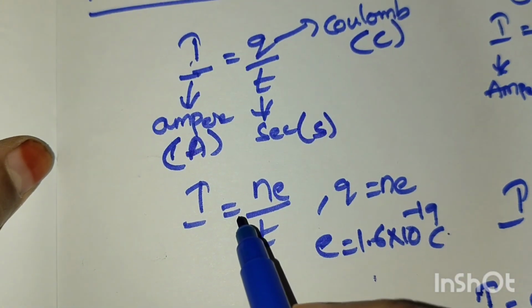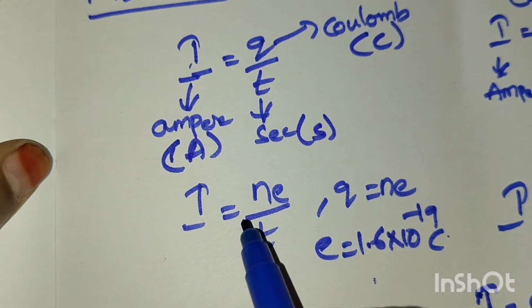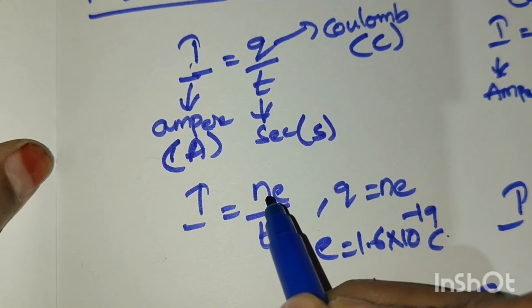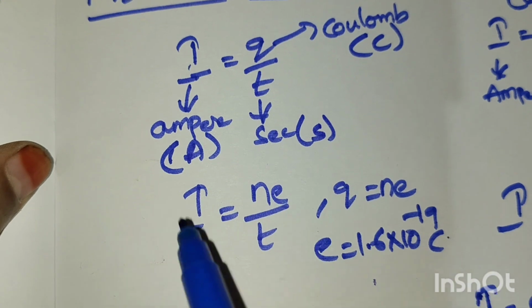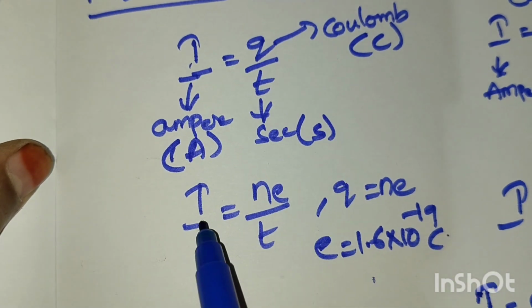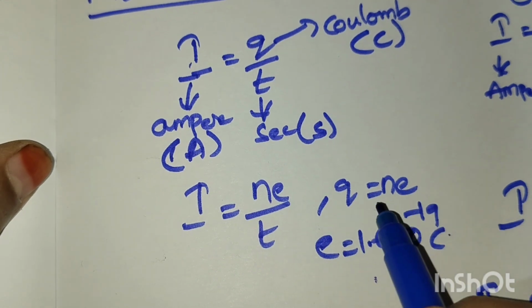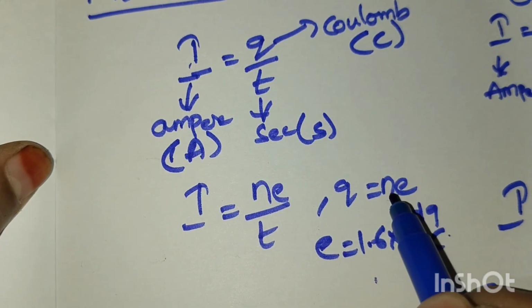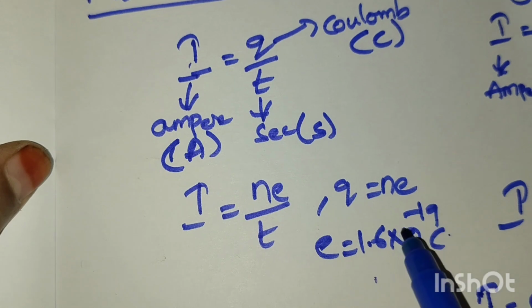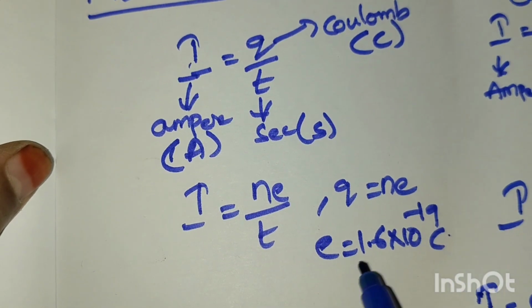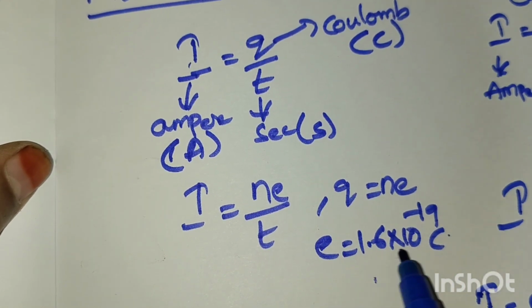One more formula we can use for current is when they have given the number of electrons and ask us to find the current with the time given. I is equal to Ne by T, where Q is equal to Ne. The total charge is the product of the number of electrons and the charge of each electron. The charge of each electron is a fixed value, 1.6 into 10 power minus 19 coulomb.